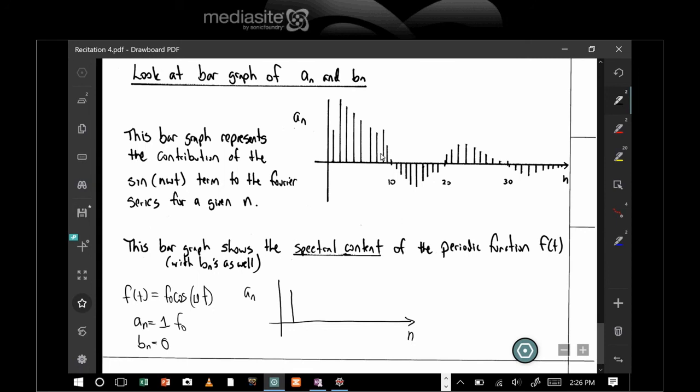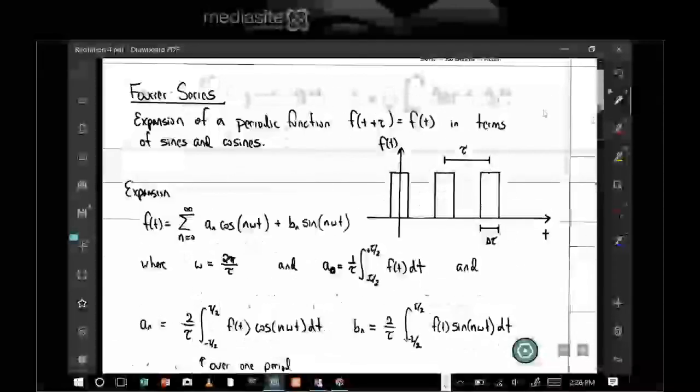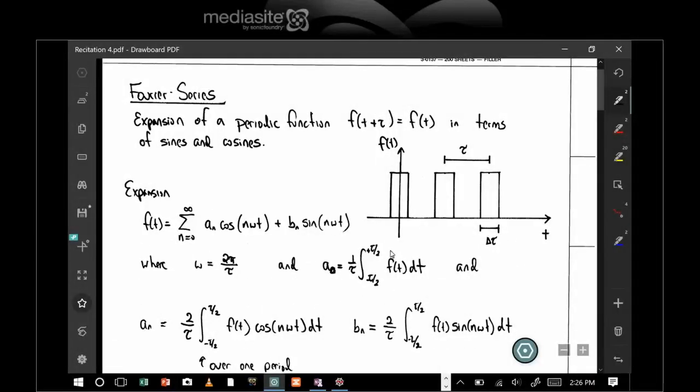So this bar graph represents how all those sine waves and cosine waves add up to give me the wave I want. In fact, a better way of representing this is a frequency domain representation of my time-dependent function. We'll talk more about that.